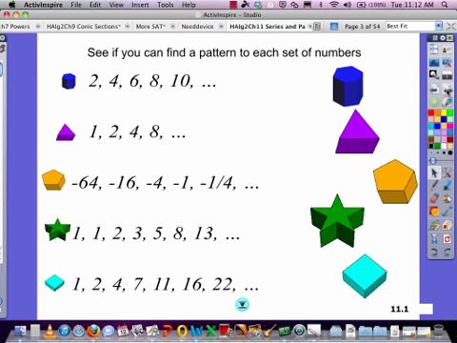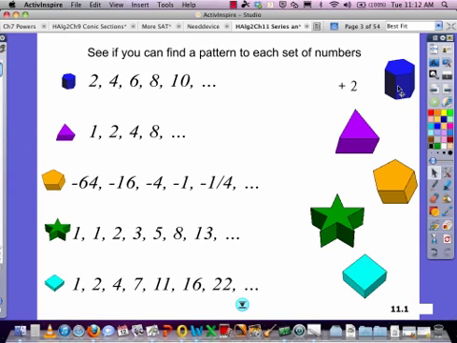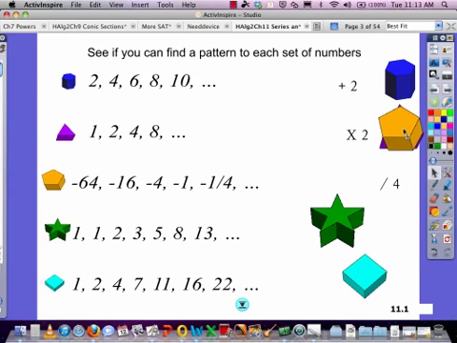So in our top row, did you get that it was nothing more than an add 2 every single time? In the second one, multiplying by 2. 1 times 2 is 2, 2 times 2 is 4, 4 times 2 is 8. In the third one, the list is definitely increasing, but what'd you find? It was a divide by 4. Negative 64 divided by 4, negative 16. Negative 16 divided by 4, negative 4. Negative 4 divided by 4, negative 1.